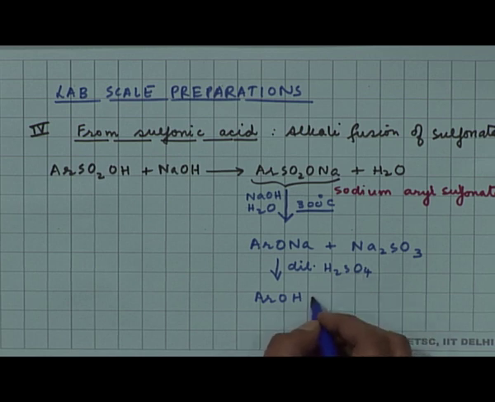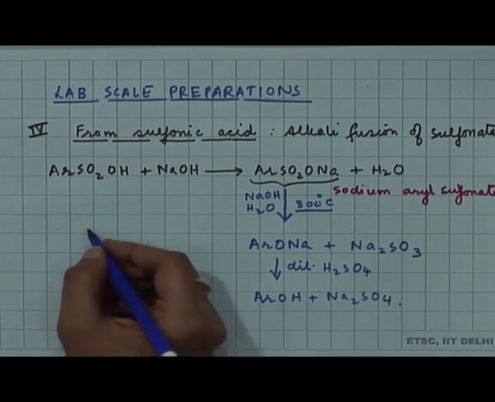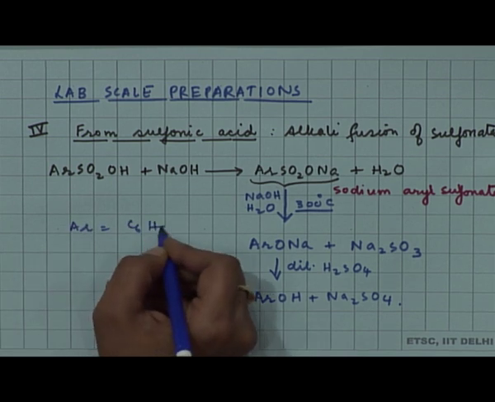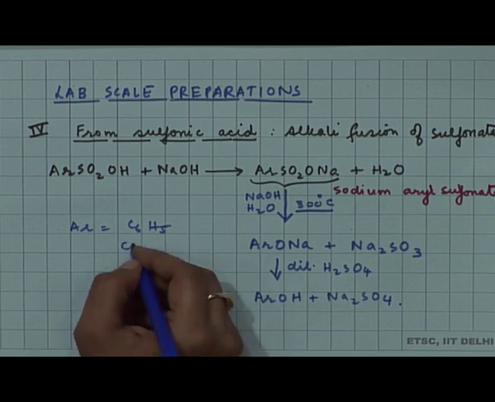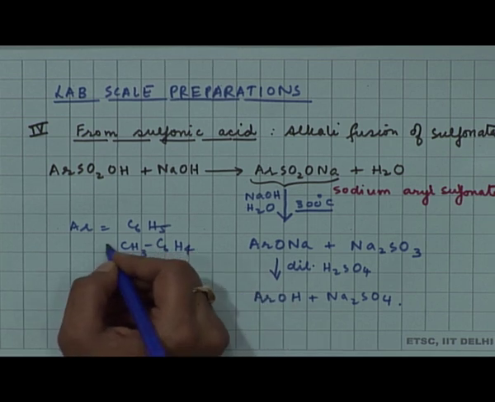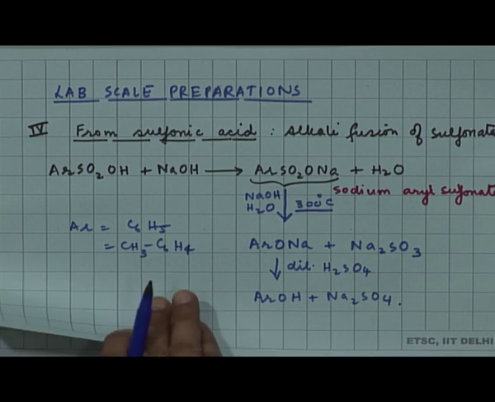So, in this case you get the phenol, and your aryl can be anything. You could have a phenyl, you could have a substituted phenyl, a toluene, any of these groups. So, this is a lab scale method for preparation of phenol starting from sulfonic acids as the substrate.